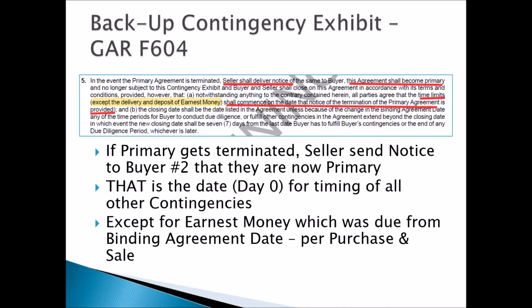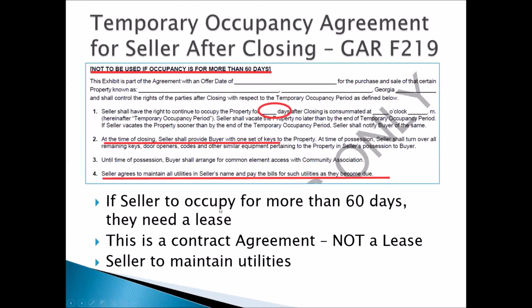Now, if the buyer and the seller want to negotiate that the date of delivery of notice that they become primary is also the timing for earnest money, you must add that as a special stipulation. But without that special stipulation, the earnest money remittance from the buyer is due just like any other contract, from the time buyer and seller sign and give notice. All right, any questions on that?